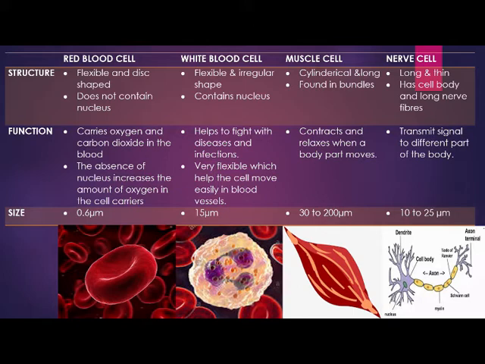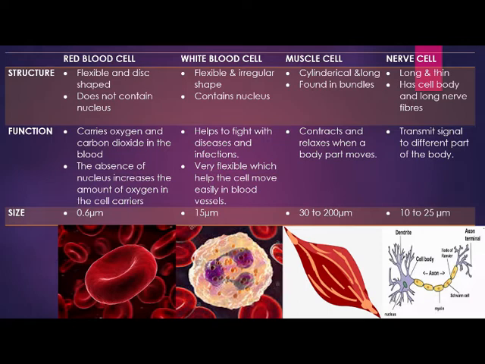White blood cell, WBC. The structure of WBC is flexible just like red blood cell, and they have an irregular shape. They contain a nucleus, unlike the RBC. The function of WBC is that they help to fight disease and infection. They are very flexible, which helps the cell move easily in blood vessels. The size of a white blood cell is comparatively larger than RBC, that is 15 micrometer.